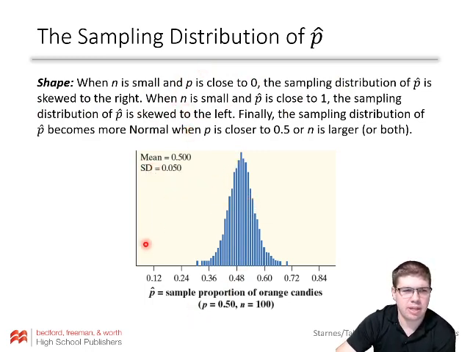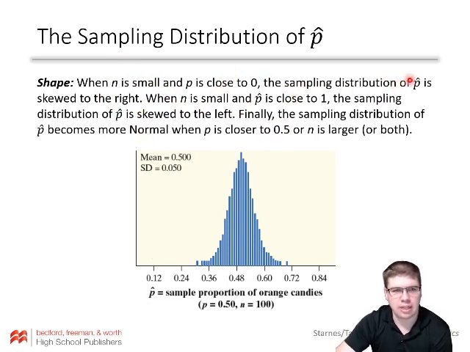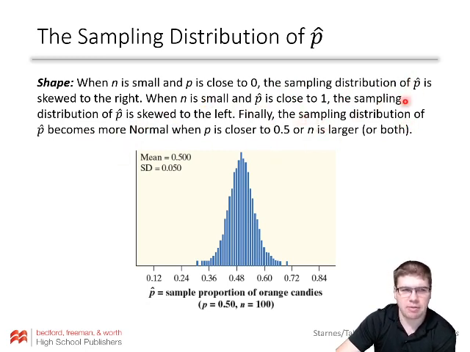If n is small and p is close to 0, the sampling distribution is skewed to the right. We saw that in the first slide there. If n is small and p is close to 1, the sampling distribution is skewed to the left. But the sampling distribution becomes very close to normal when p is close to 0.5, so we're in the middle, and if n is larger, or both. We saw that in both of those cases, when we look back at all those together.